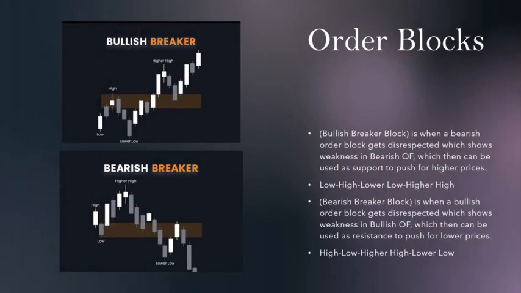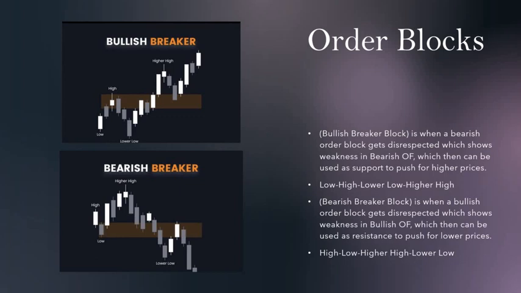So that's order blocks. Let's move on to breaker blocks now. A bullish breaker block is when a bearish order block gets disrespected, which shows weakness in bearish order flow, and which can then be used as support to push for higher prices. The order of it would go low, high, lower low, higher high. A bearish breaker block is when a bullish order block gets disrespected, which shows weakness in bullish order flow, and which can then be used as resistance to push for lower prices. This order would go high, low, higher high, lower low.